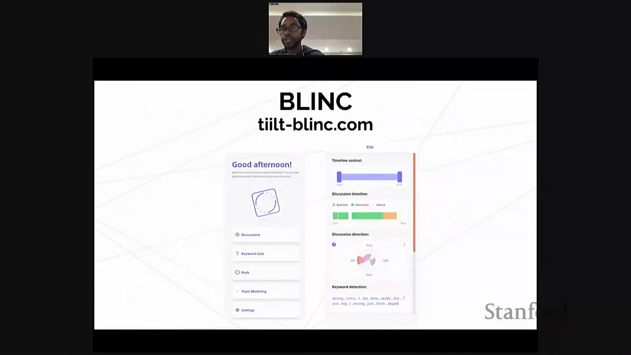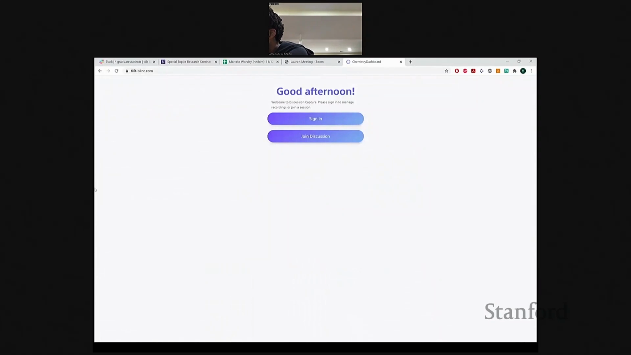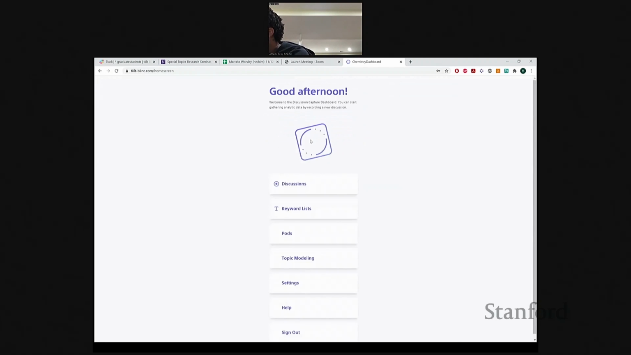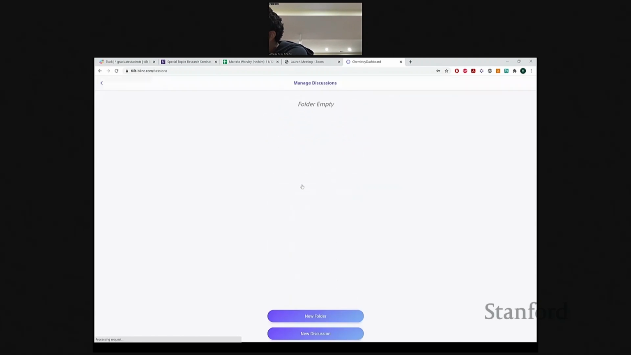So we're going to try this. If you guys can go to tilt-blink.com, it shows up on my screen here, tilt-blink.com. I'm going to sign in, and we'll see if this is going to work.